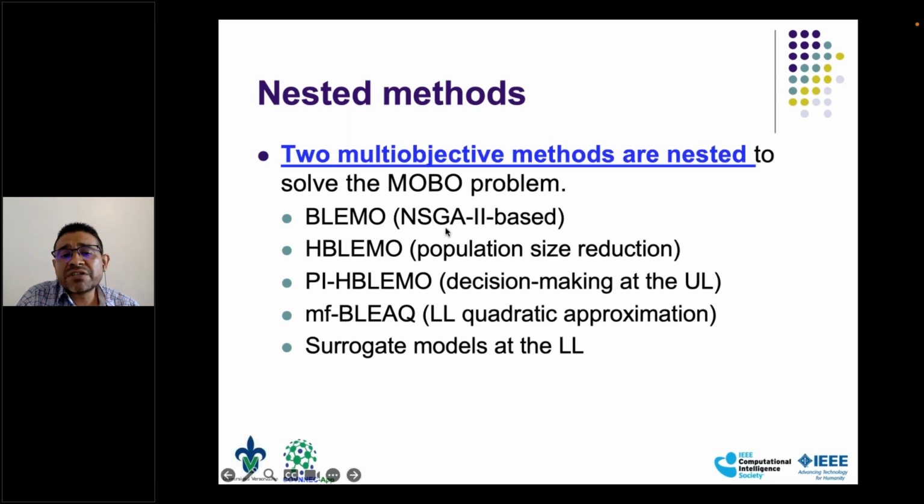One of the most popular is BLEMO, which is based on NSGA2, which is a very good algorithm to solve single level multi-objective optimization problems. There are improved versions based on BLEMO. There are other versions that use, for example, quadratic approximation or surrogate models. And why? Because the nested method is very costly. You can think of the cost that I need to assume if I am using a multi-objective evolutionary algorithm at the upper level, and for each one of the solutions in the population, I need to run another multi-objective evolutionary algorithm. So it is very costly. So the idea is to use surrogate models or some approximation at the lower level to decrease the cost of these nested methods, which is, as you may remember, the most popular way to solve multi-objective bilevel optimization problems.